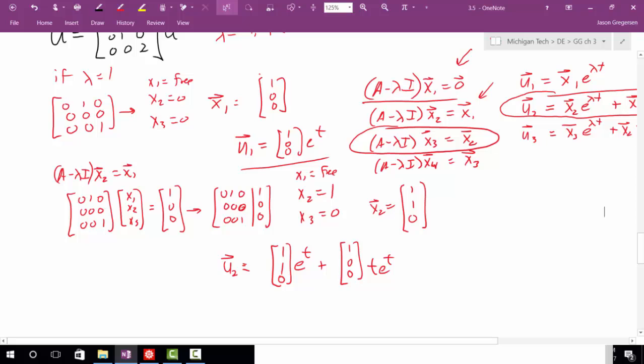So these are just individual solutions, right? My general solution is constant times u1, constant times u2, constant times u3, right? So I have to take that whole u2 and multiply by a constant. I'm done.